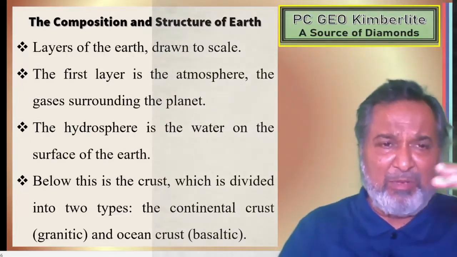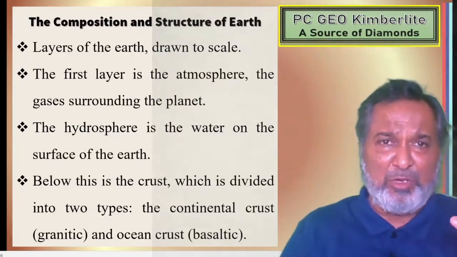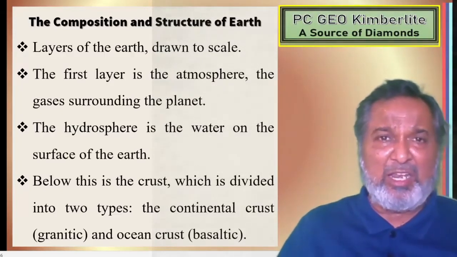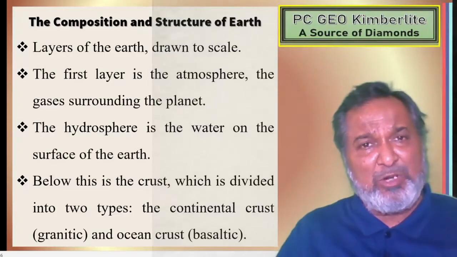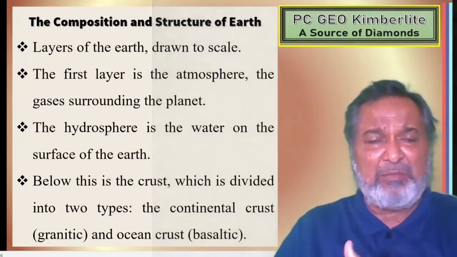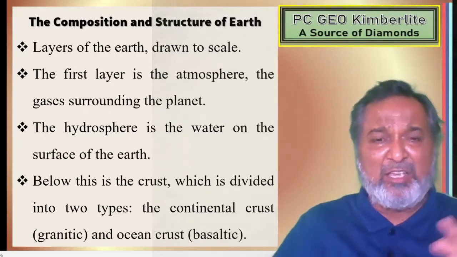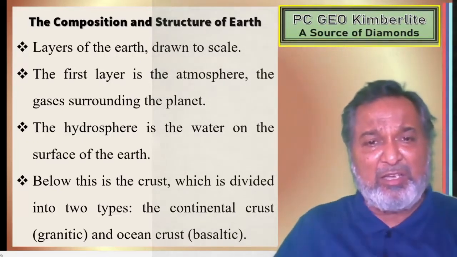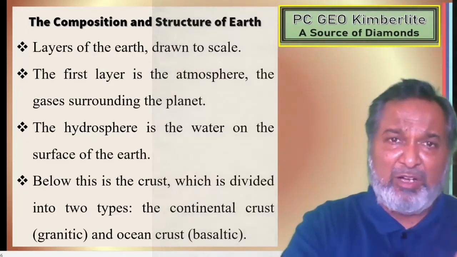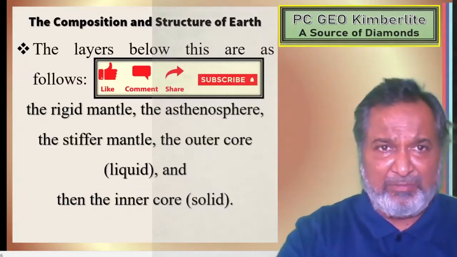Sial will be on top and Sima is on the lower side. So the crust will be divided into Sial and Sima. Sial is going to represent the continent, whereas the Sima is representing the ocean basin. So that's why we made the continental crust and the oceanic crust, or granitic or basaltic crust.